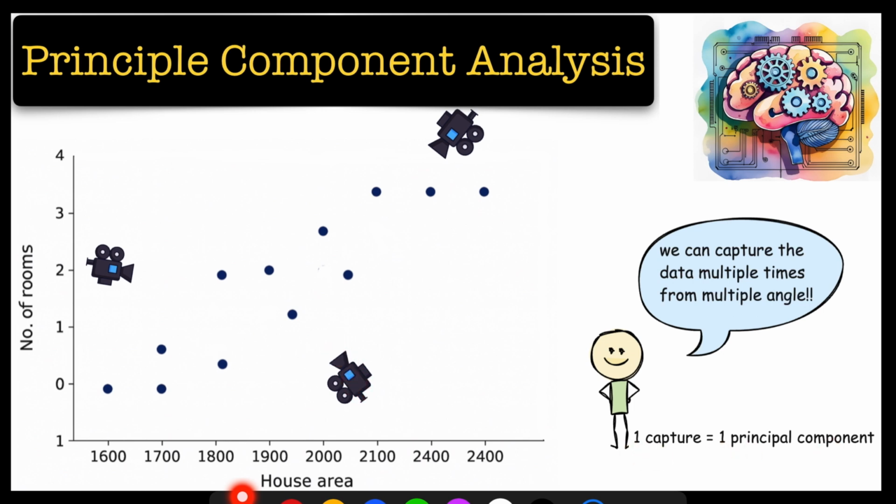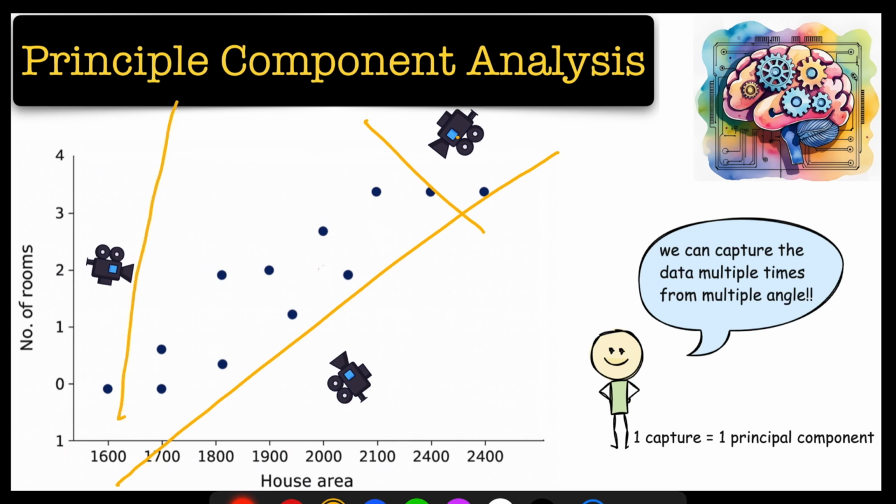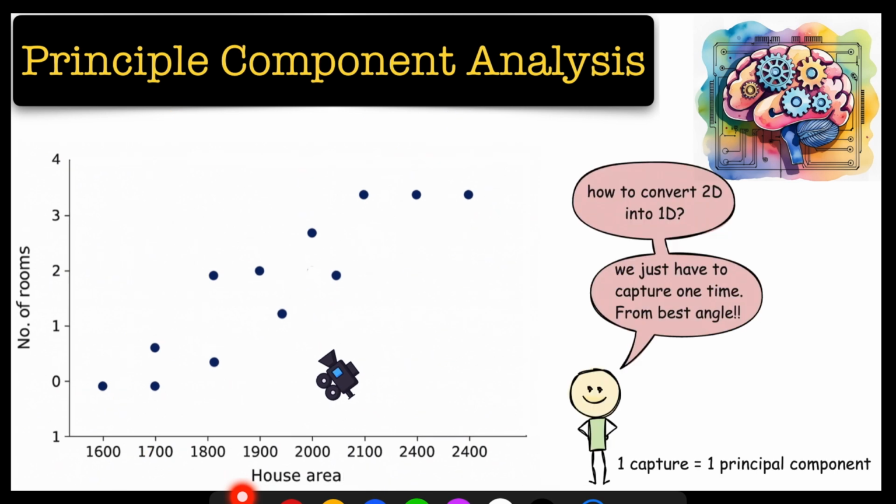If you capture from this angle, you will get a photo like this, right? If you capture from this angle, you will get a photo like this. If you take from this angle, you might get a photo like this, right? So from which angle to take the photo of the data? That's the main point. Now how do we convert 2D to 1D? We just have to capture one time only, as we have already discussed. So we have to capture one time from the best angle. This looks like the best angle.